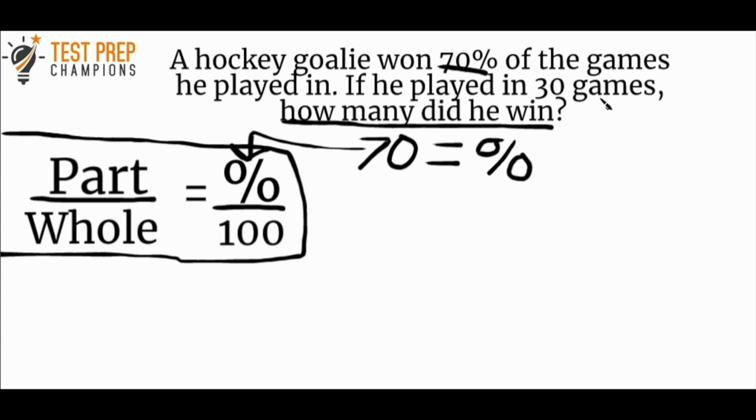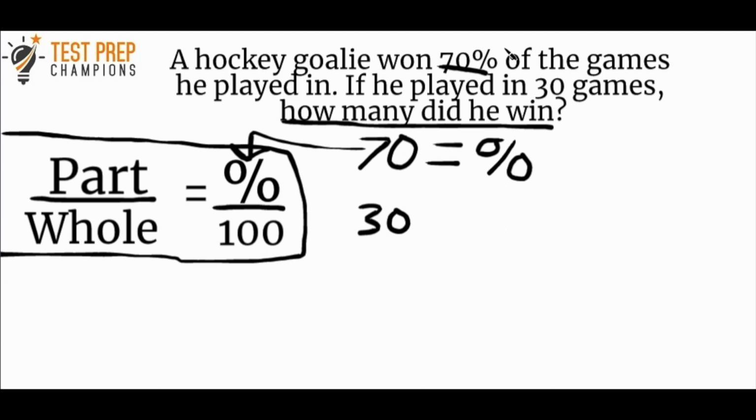So for most percent problems, one of the main sticking points that a lot of people have is they're unsure if the number that they're given is the part or the whole. So this 30 here is going to be either the part or the whole, but we have to make sure that we plug it in for the right number here. So think about it. It's asking us how many games did he win? And we know that he played 30, and we obviously know that he did not win every single game because he only won 70% of them.